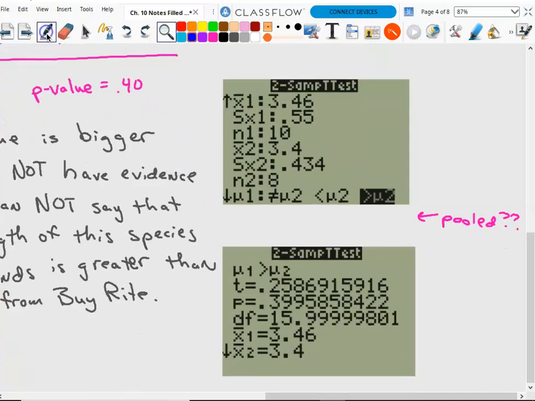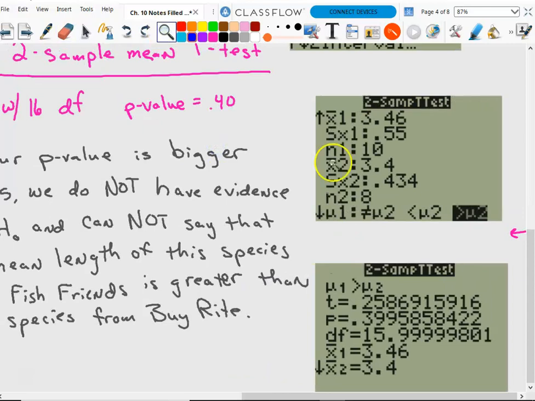I plugged in my first mean, my first standard deviation. And this is where, when I say first, it kind of matters how you set it up. Somebody else could have done Byrite first and then chosen less than. And that would be absolutely correct. So you just got to kind of be careful of how you plug it in and what your HA is. If it's not equal to, it don't matter. It's going to be the same either way. But if it is greater than or less than, it makes a difference and you need to be a little careful. Anyways, plugged in my X, my S, my N for each group.